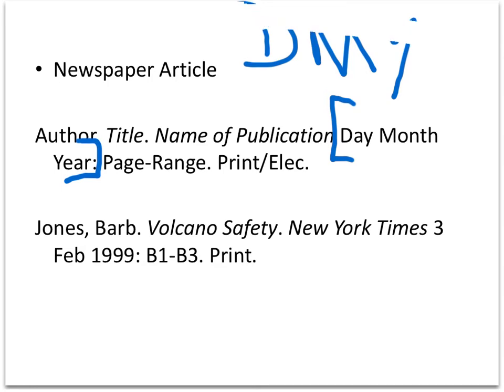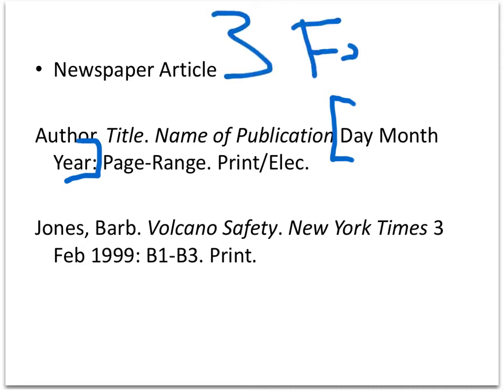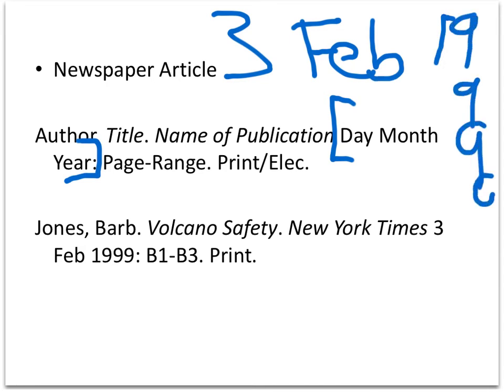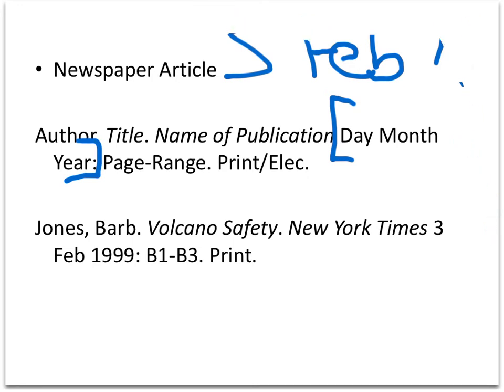So instead of saying, for example, February 3rd, 1999, it instead says 3 February 1999. And this is standard across all MLA formats. In any case where you need to include a full date, you will include that format, day, month, year, as opposed to month, day, year.